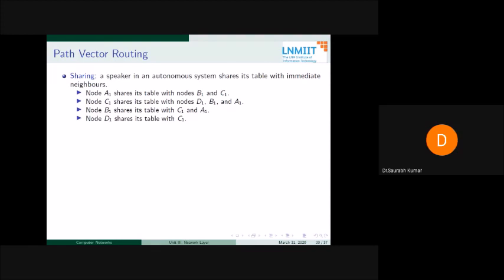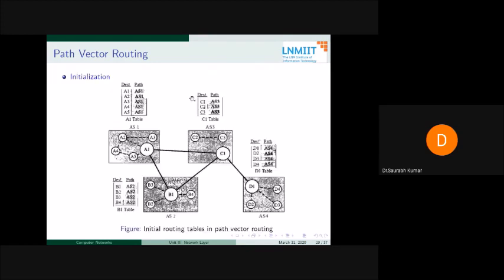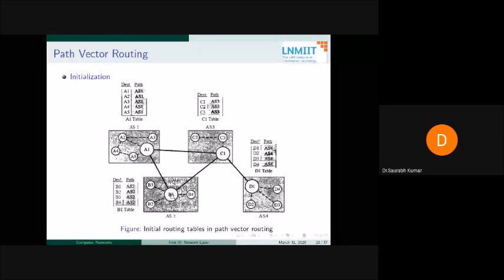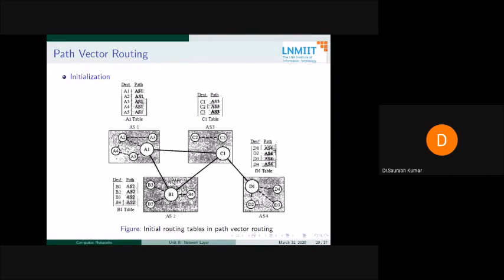So what happens in sharing? A speaker in an autonomous system shares its table with immediate neighbors. So what will happen? Node A1 shares with B1, C1. Why? Because A1 is only connected to B1, C1. B1 will share with A1, C1. C1 will share with A1, B1 and D1. Likewise, D1 will share with only C1. So likewise, the sharing will be done.